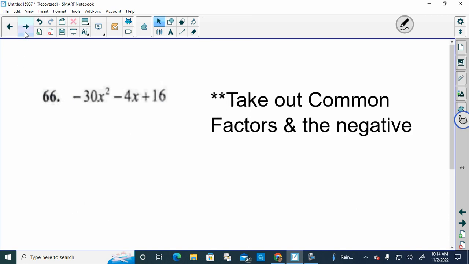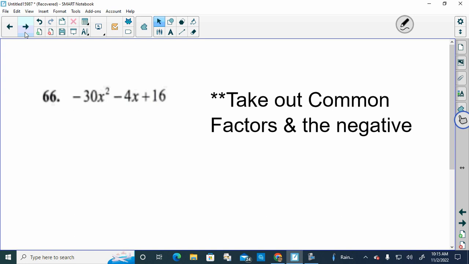Number, make sure that's correct. Yeah. Okay, number 66. So a negative 30 x squared minus 4x plus 16.